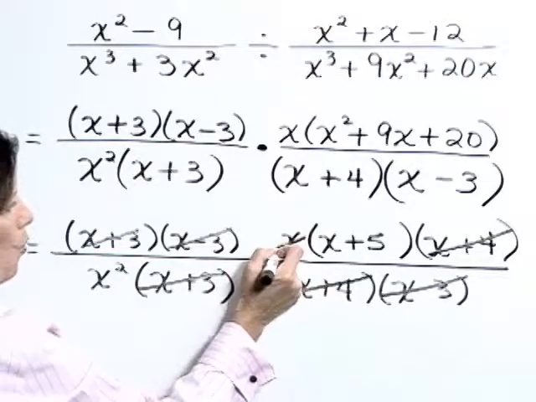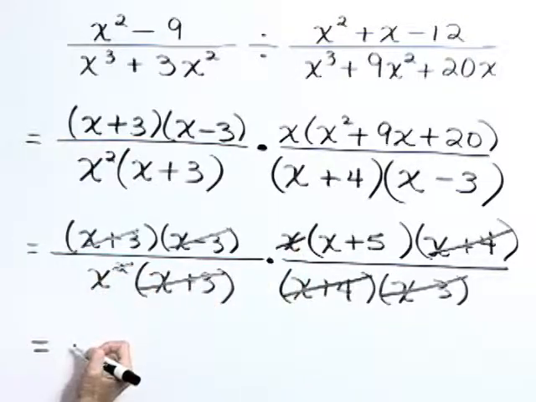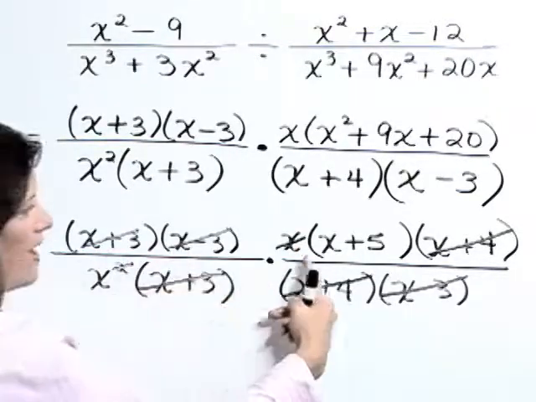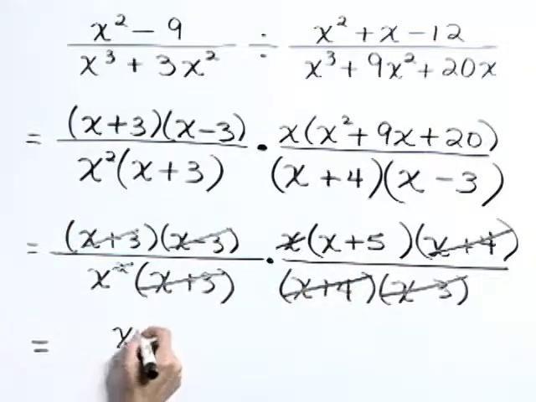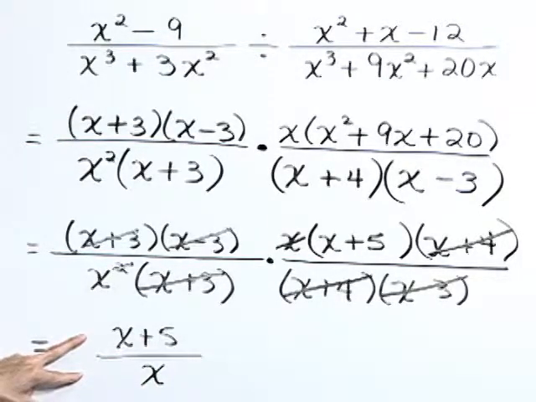Let's factor out one of those x's. We have then an x plus 5 in the numerator and x in the denominator. So after dividing and reducing, our simplified answer is x plus 5 all over x.